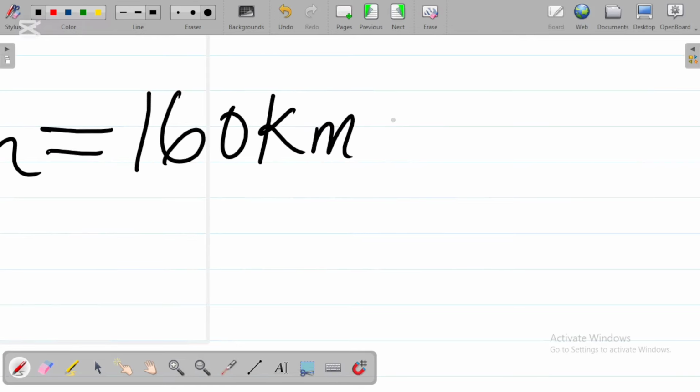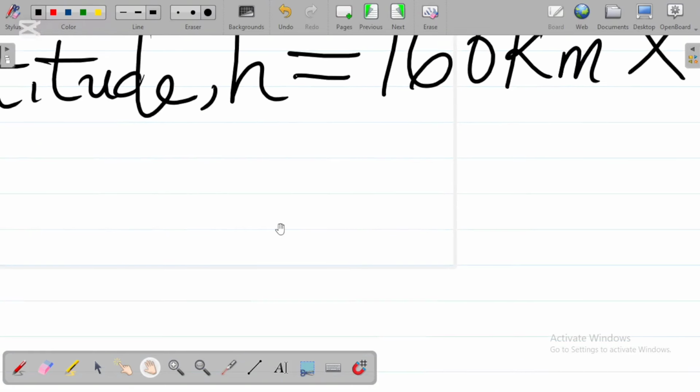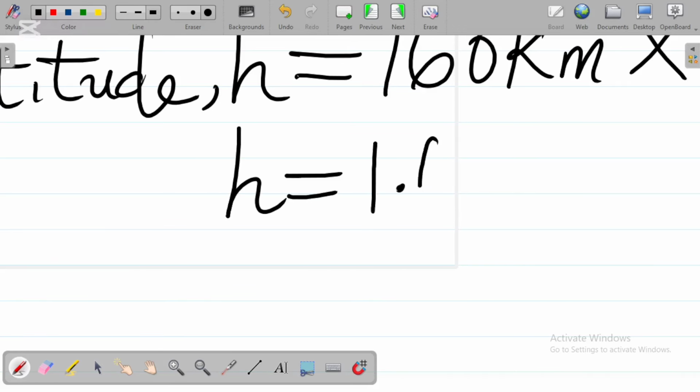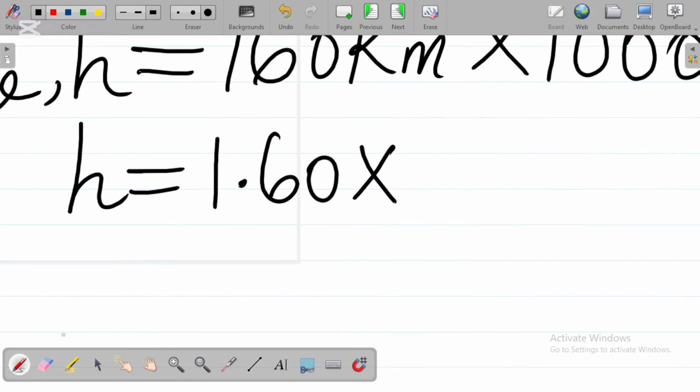Alright, so we are going to convert from kilometer to meter. And to convert from kilometer to meter, you simply multiply by 1000. This is equal to 1.60 multiplied by 10 raised to the power 5 meter.